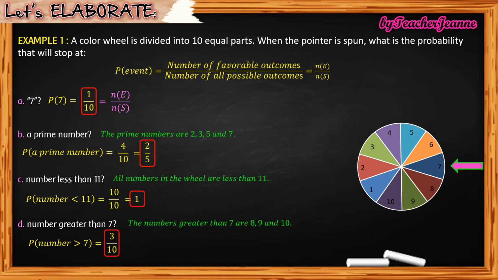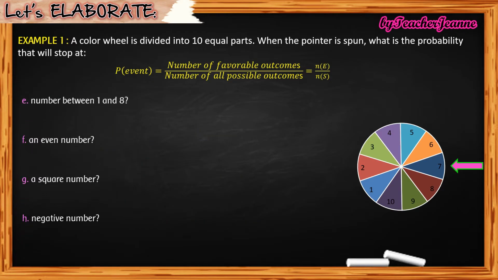And that is already in the simplest form. Next, for letter E, what is the probability that it will stop at a number between 1 and 8? So the numbers between 1 and 8 are 2, 3, 4, 5, 6, and 7. So therefore, the probability of a number between 1 and 8 is 6 out of 10 or 6 over 10.